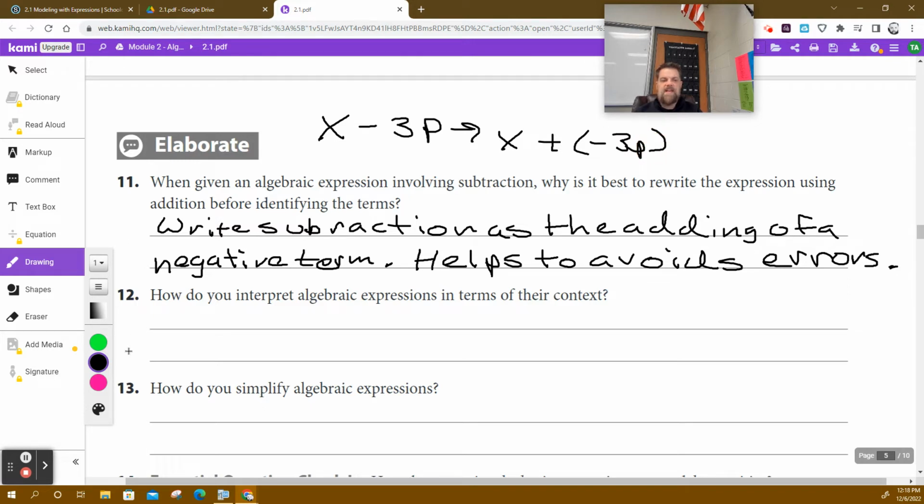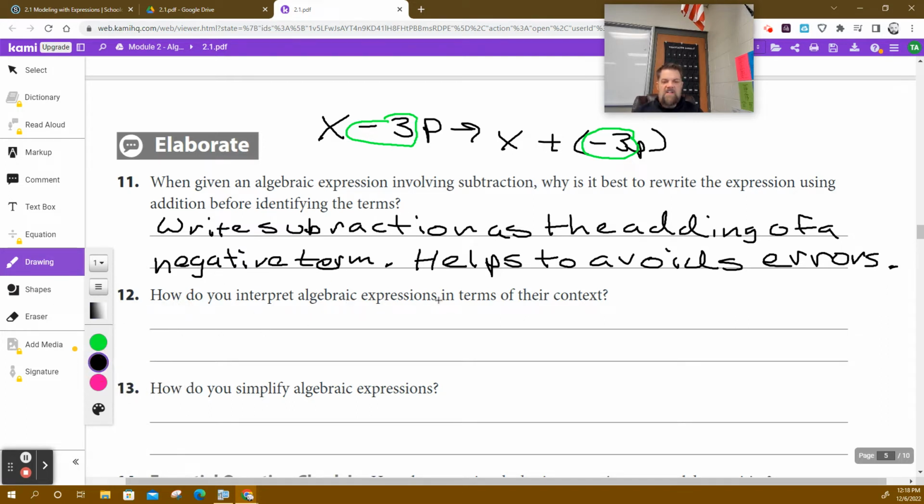And the reason for that is if Mr. Adams says, hey, what's the coefficient of p? A lot of kids, if they look at this, they'll say, oh, it's just 3. But it's not. It's really technically negative 3. So when you rewrite it as an addition of a negative term, you're less likely to get that coefficient wrong. Because we'll use formulas in Algebra 1 where they want to know the term, and you need to know that that's negative 3. All right, next question.